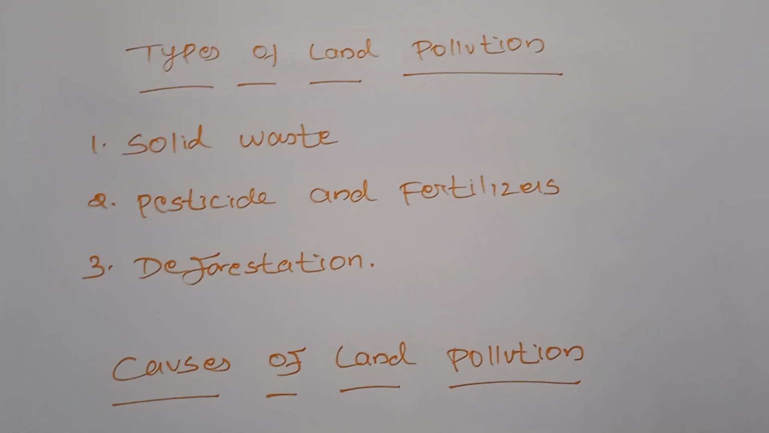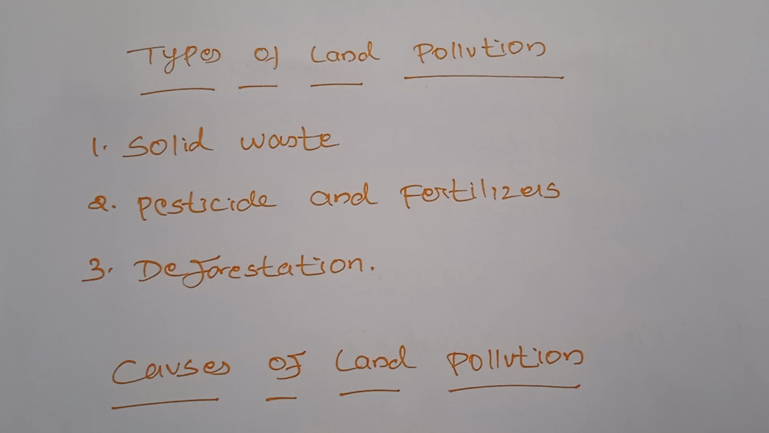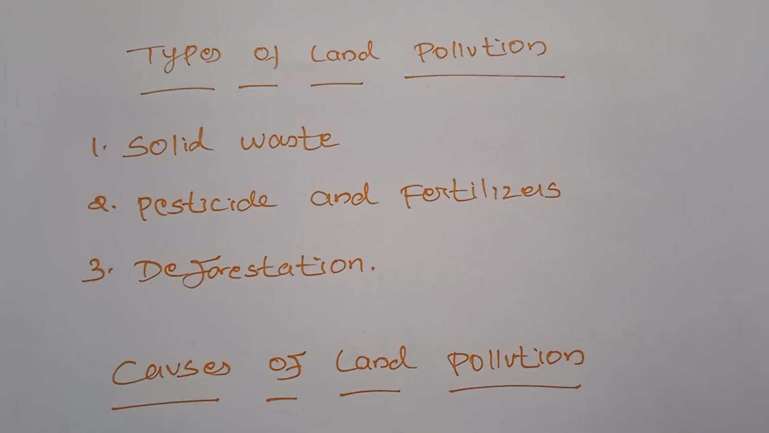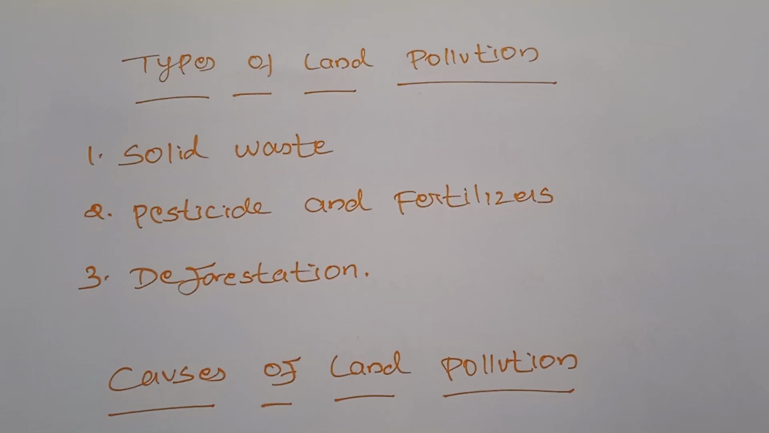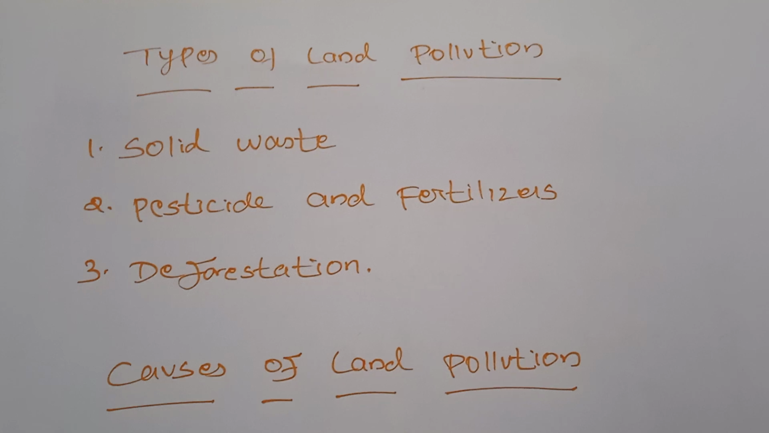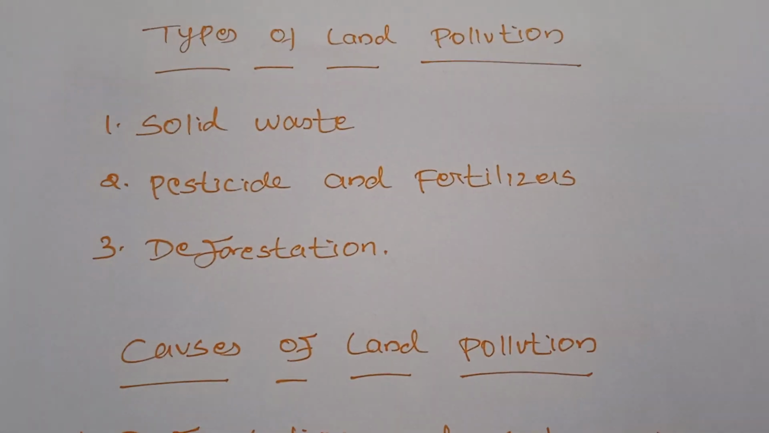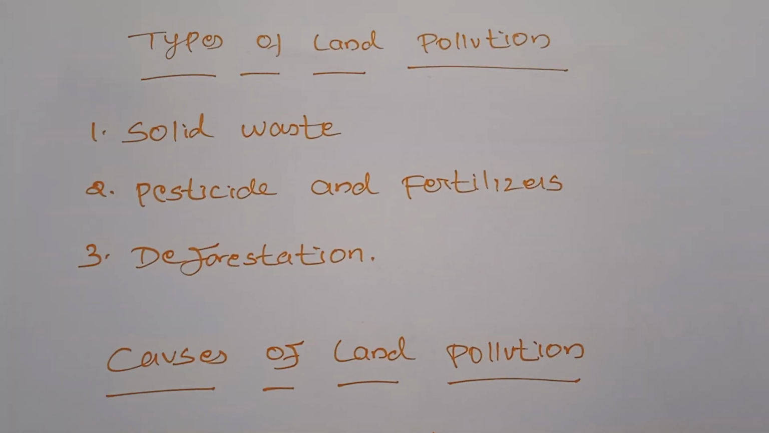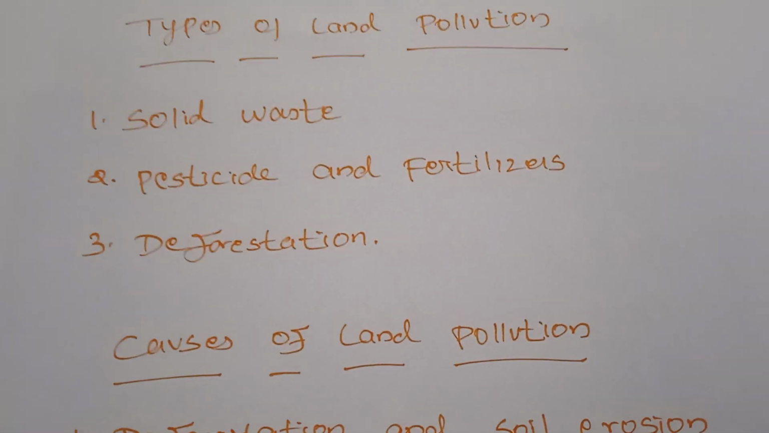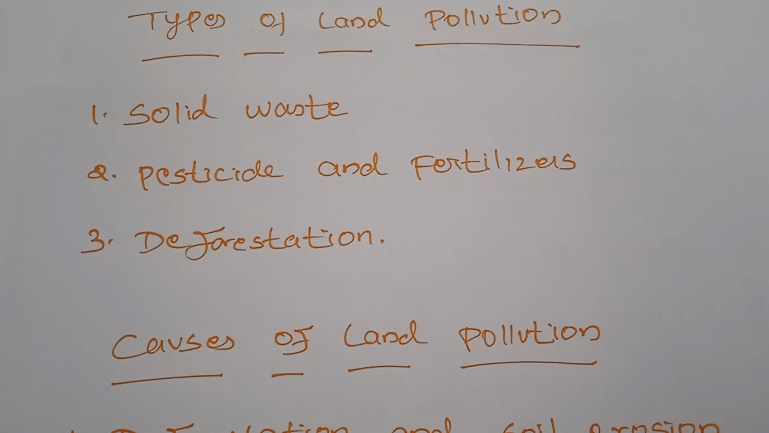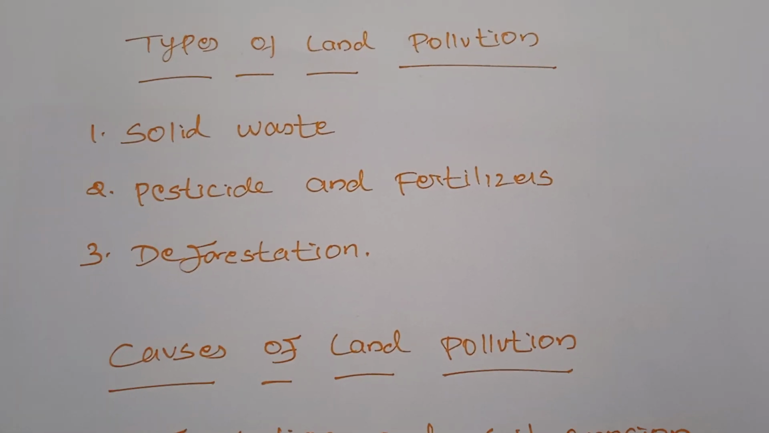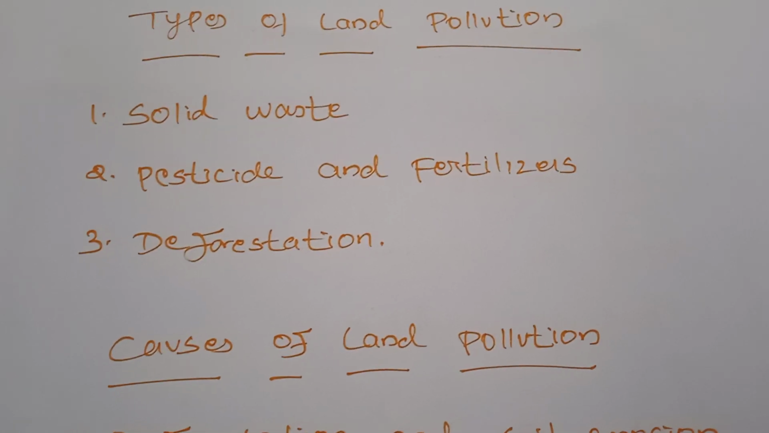Solid waste includes all kinds of rubbish like paper, plastic containers, bottles, cans, food, used cars, broken electronic goods, municipal waste and hospital waste. Wherever the solid waste is coming from, it also affects the land surface. So this is called land pollution due to solid waste.